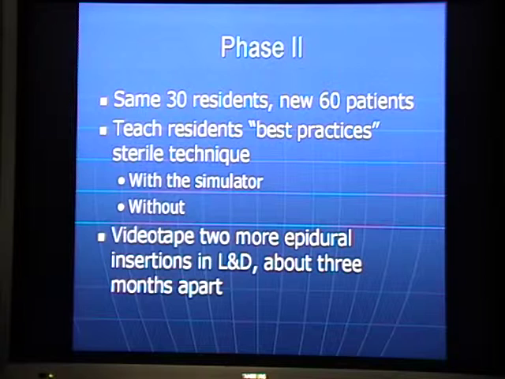So we're going to split the residents into 2 groups. One group we're going to teach with the epidural simulator, and one group we're going to teach without the epidural simulator. And then once they've been taught, we're going to videotape 2 more epidural insertions in labor and delivery, about 3 months apart, to see whether A, they learned anything, and B, if they learned anything, it sticks.